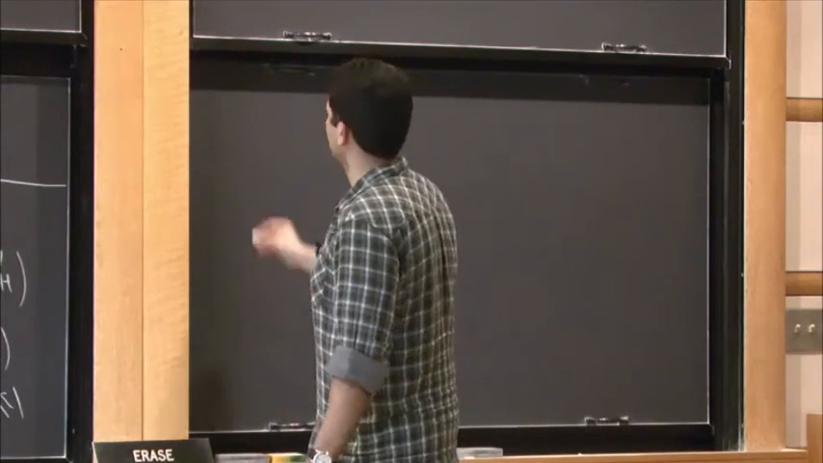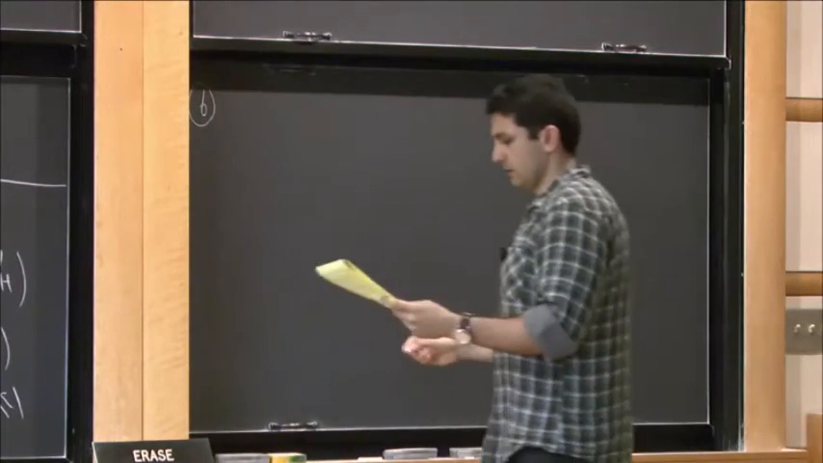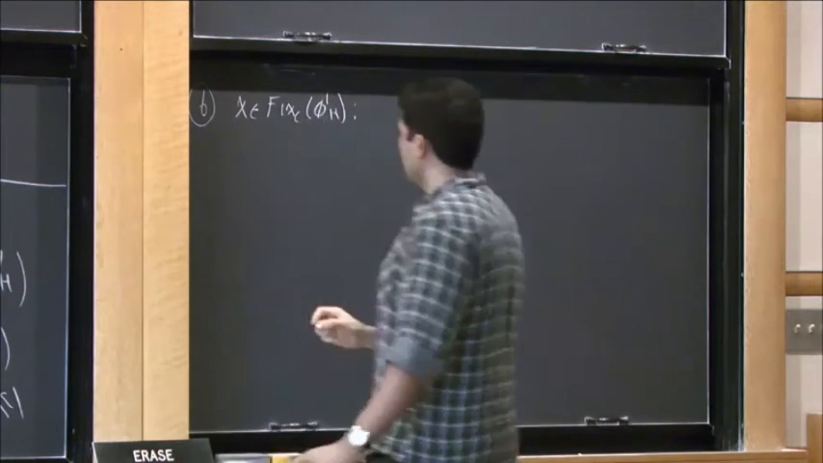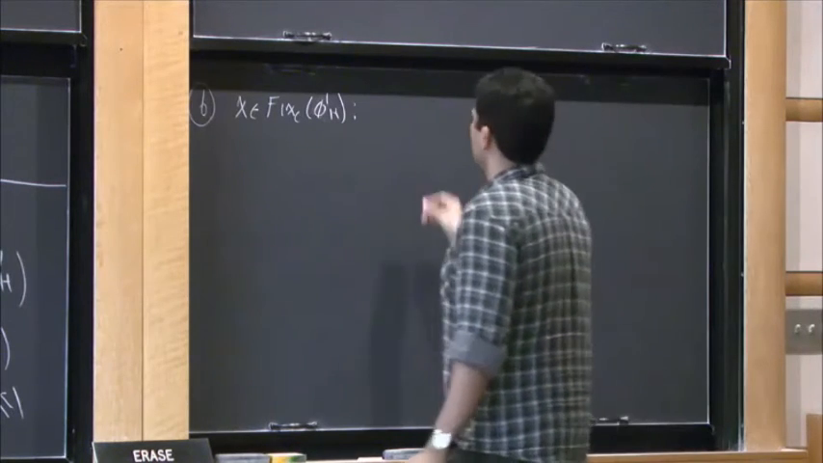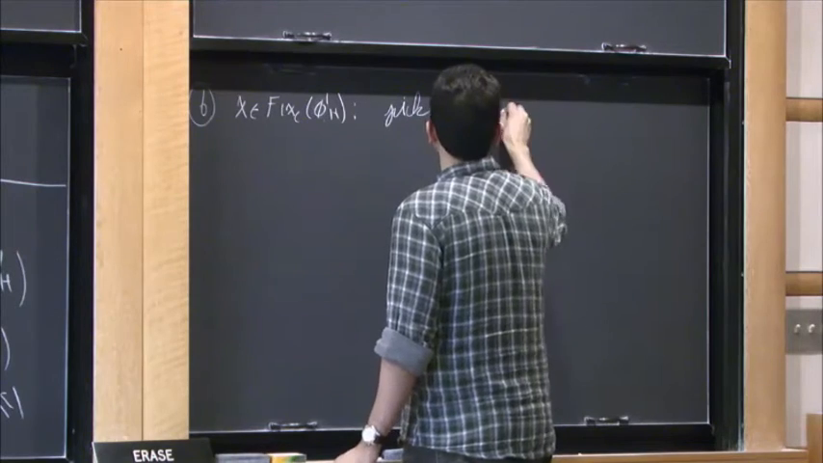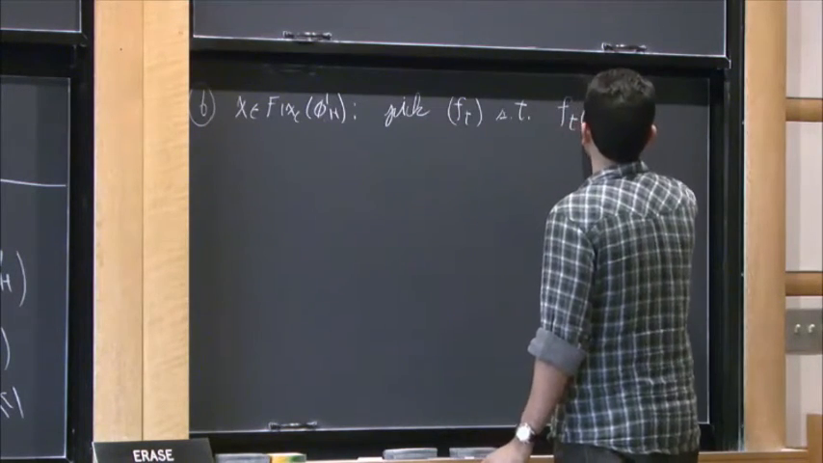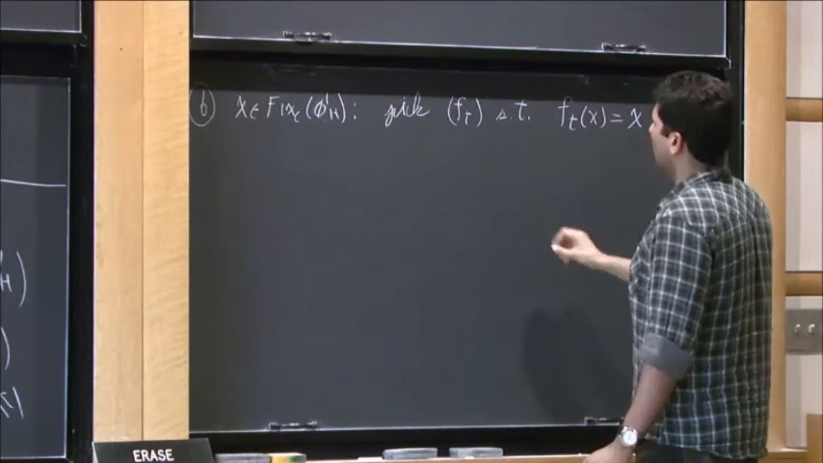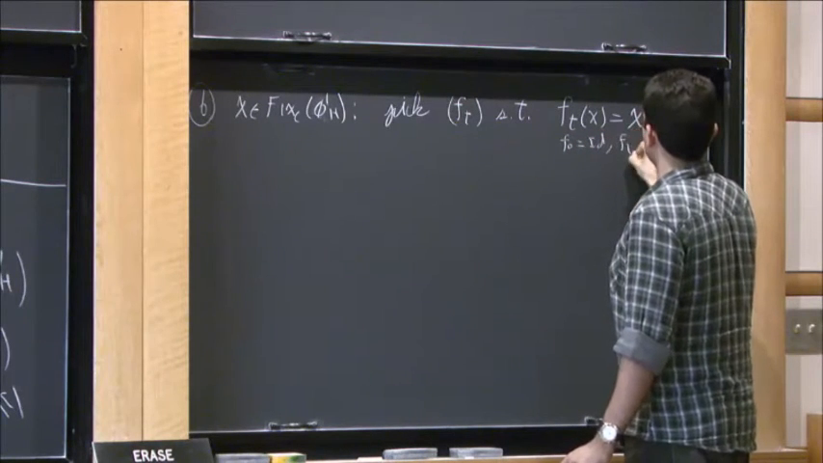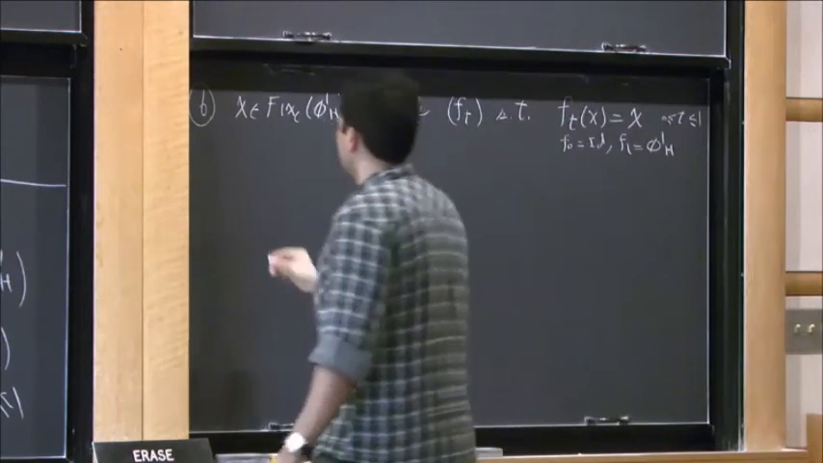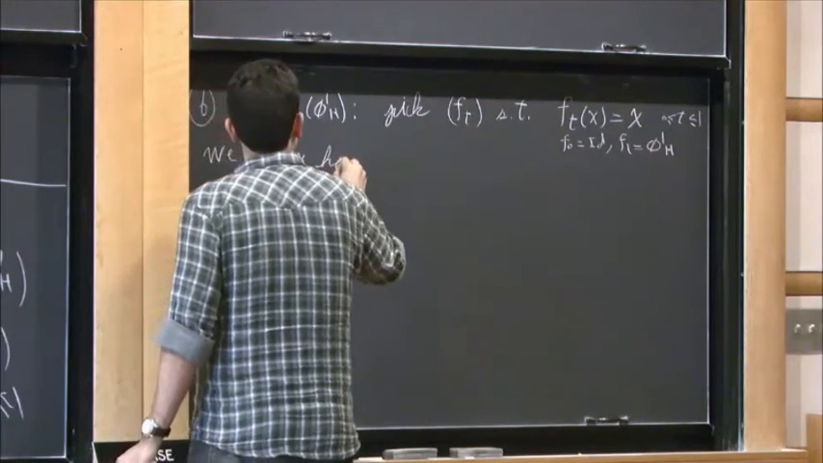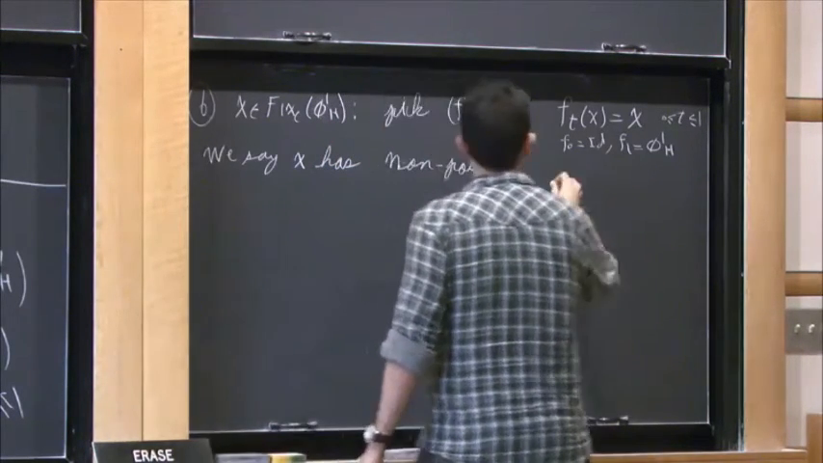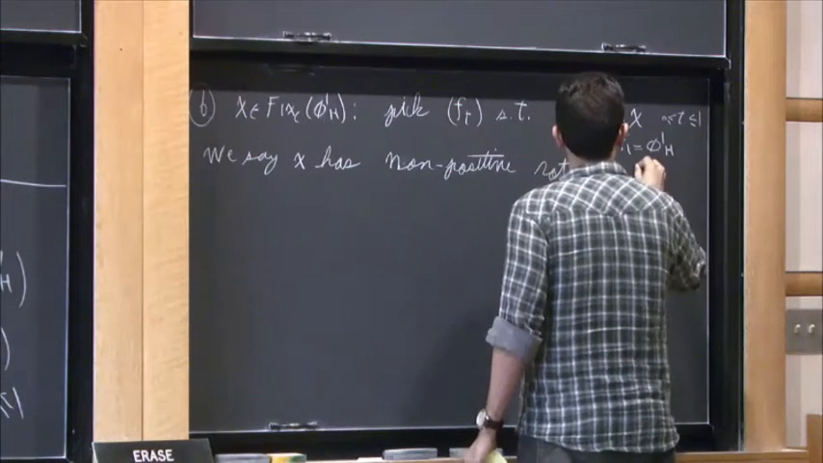So there is a second part of the definition of N. Here's the second ingredient, and then I'll be able to tell you what N is. Take a contractible fixed point X of a Hamiltonian diffeomorphism. Now you could pick a smooth isotopy FT such that FT fixes X for all time, and of course F0 is the identity and F1 is my Hamiltonian diffeomorphism. Then we say X has non-positive rotation number if the following holds.